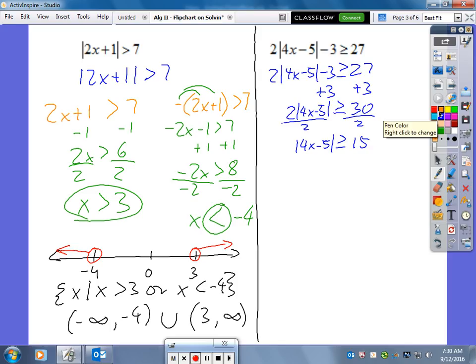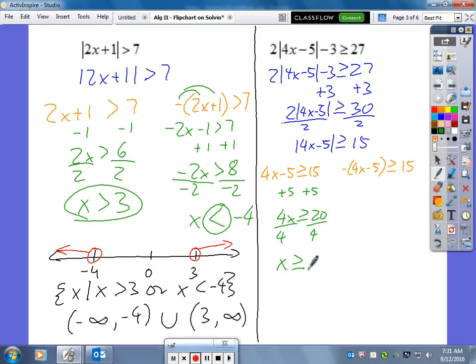Now we're going to write our two inequalities. 4x minus 5 without the absolute bars is greater than or equal to 15. And negative (4x minus 5) is greater than or equal to 15. Go ahead and solve this. Adding 5 on both sides, 4x is greater than or equal to 20. Divide by 4. X is greater than or equal to 5.